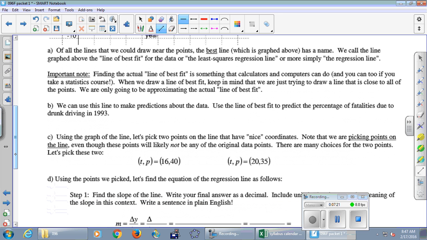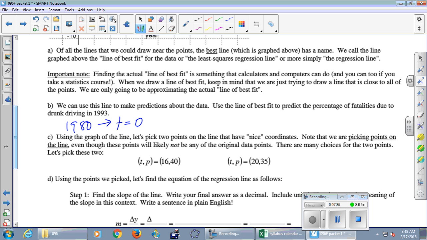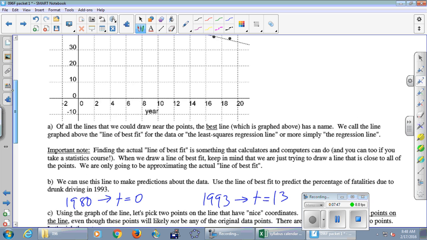So part B, we can use this line to make predictions about the data. Let's use the line of best fit, the one on this page, to predict the percent of fatalities due to drunk driving in 1993. So remember, 1980 was t equals 0. So 1993, what value of t is that? 13. So your job is to go look at this table, look at the graph, and figure out what's going on at t equals 13.